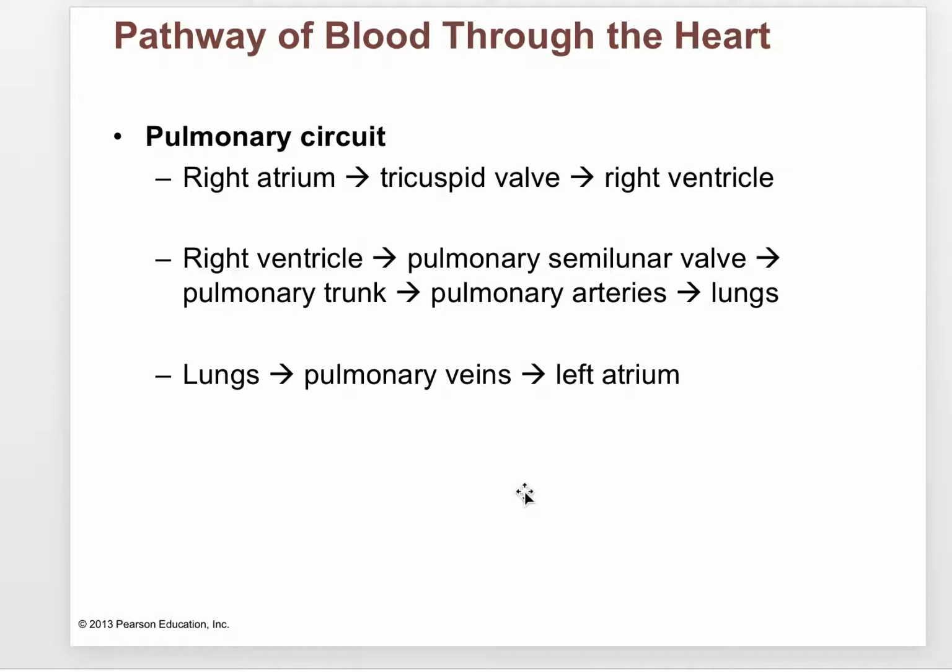So again, the pulmonary circuit goes from the right atrium, down across the tricuspid valve into the right ventricle. From the right ventricle, blood is pumped through the pulmonary semilunar valve, which then goes into the pulmonary trunk, splits into the pulmonary arteries, and then goes to the lungs. From the lungs, the blood returns by the pulmonary veins into the left atrium.